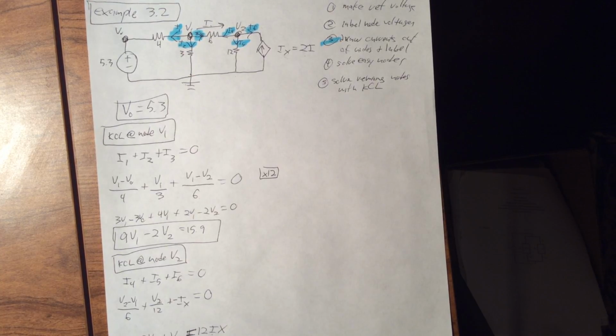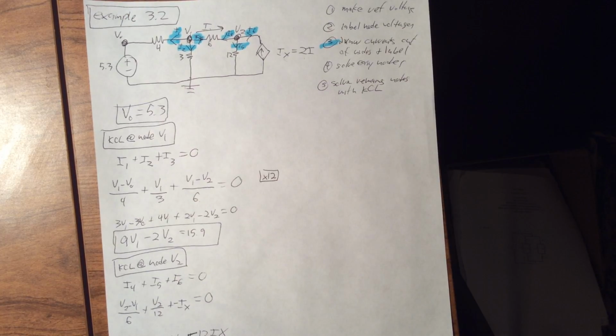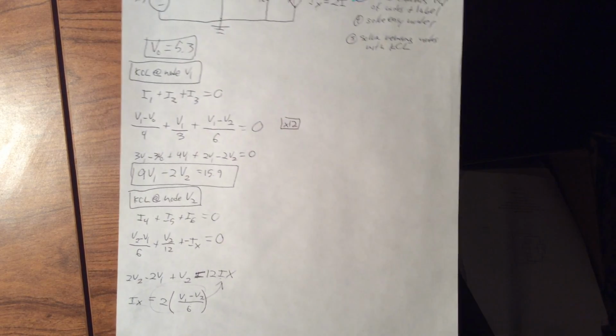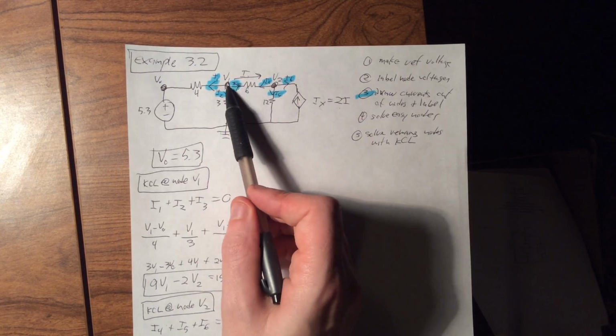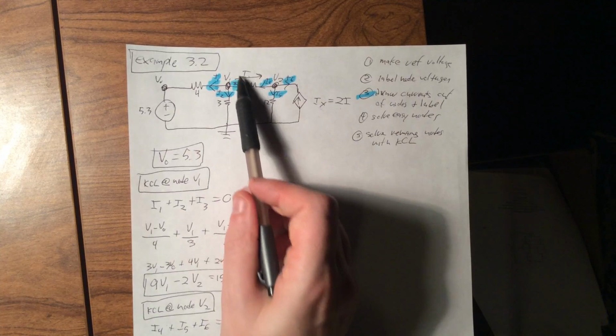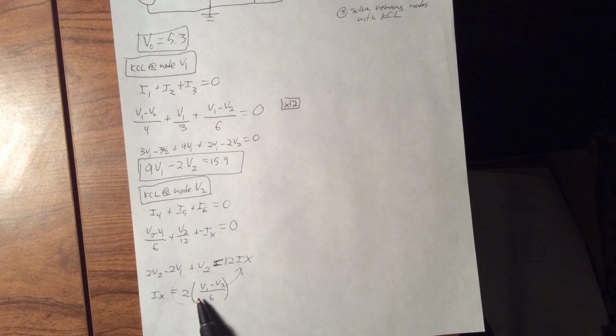I like that. So now we're going to plug this into here. All of this goes up into here. Let's rewrite it out again. Can I make room down here? I forgot to write this out again. It's hard to keep pushing this up. All right, let's just walk through this again. 2v2 minus 2v1 plus v2 equals 12ix. And remember, ix equals 2 times the current I. I is going to equal I3. Remember, these are the same things. So that's how we're going to solve for that part.